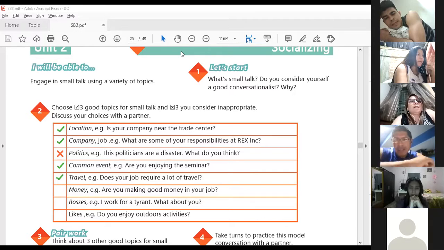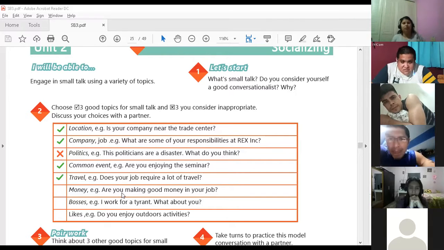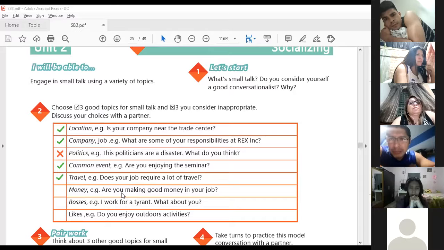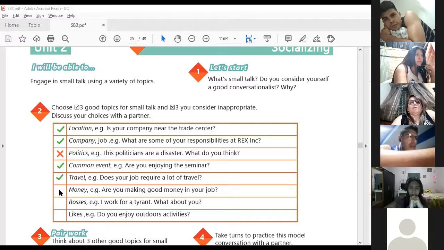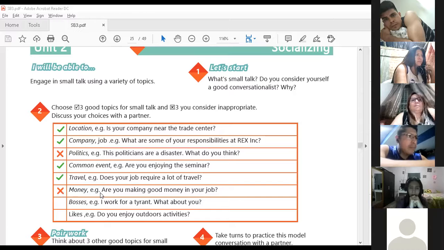Next one. Money. Example: Are you making good money in your job? Inappropriate. What do you think? Because I can buy a car. Because it's private. It is indeed private. So, especially in our countries, be careful who you talk about money with. You never know. All right. No robbing.